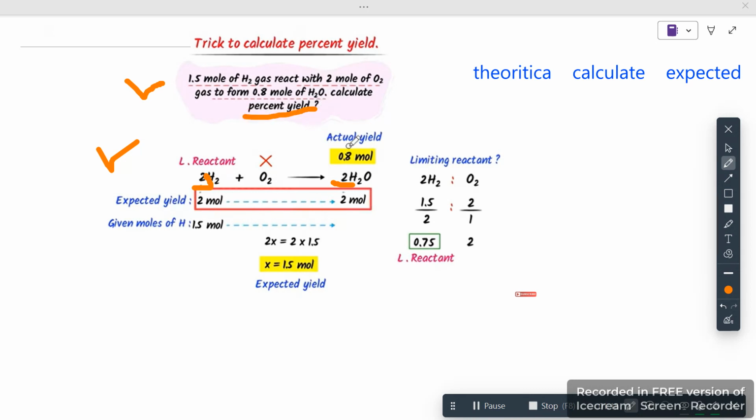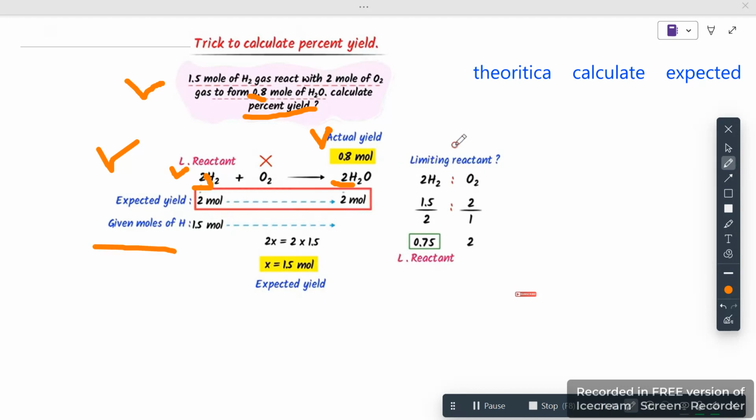Okay, so now you may see that we have here 0.8 moles, which is the actual yield. Then we are expecting that if we have 2 moles of hydrogen here, we will also get 2 moles here, but we need to find that first. So the given moles of H we will find later on.